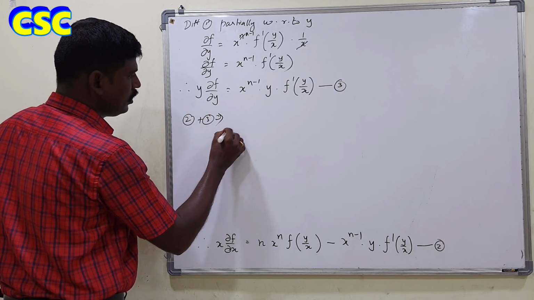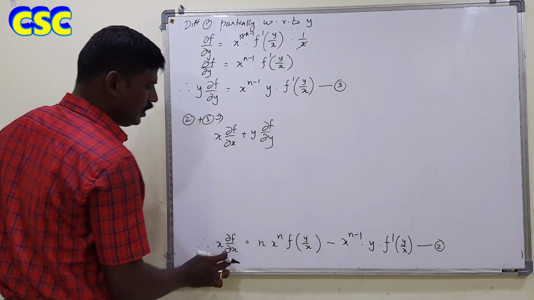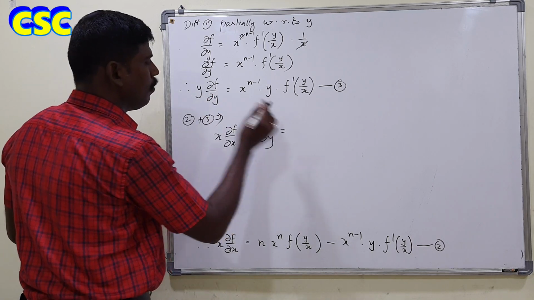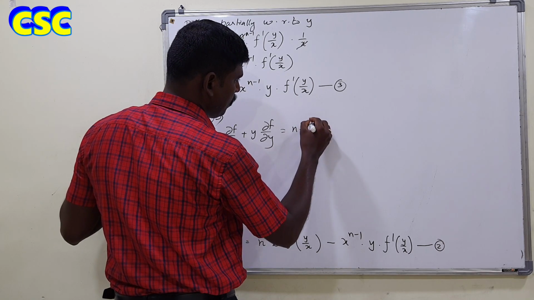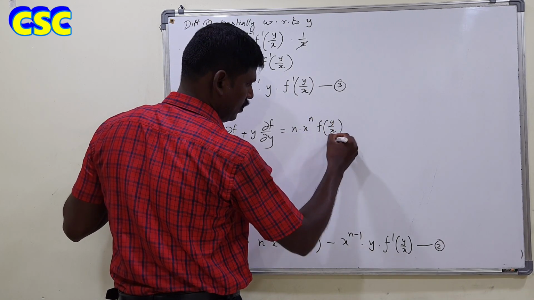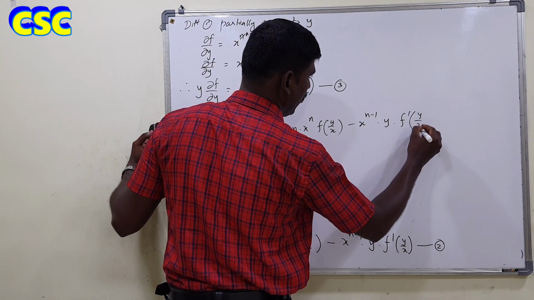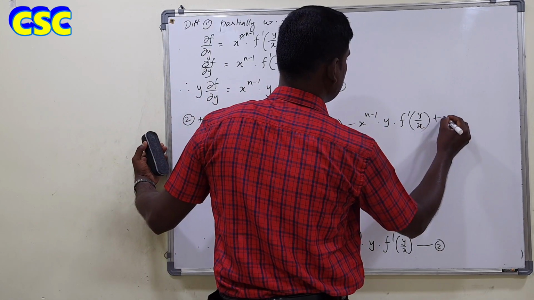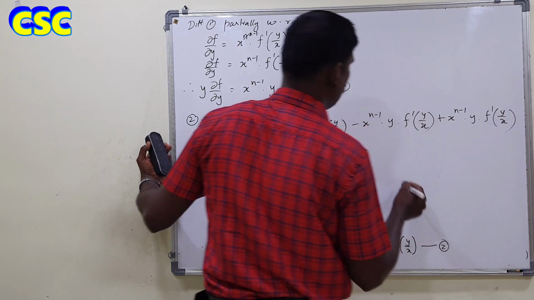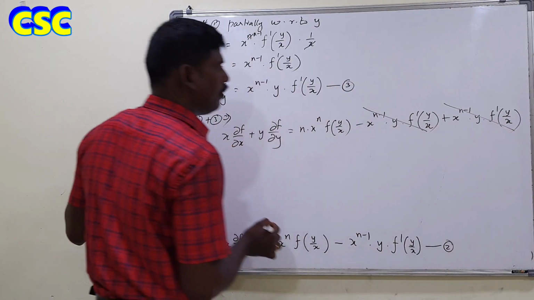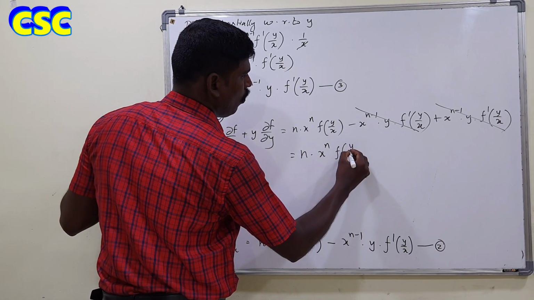So what? x into dou f by dou x plus y into dou f by dou y. That is in the left hand side. This plus this. Okay, equal to, what is in the right hand side? Add these two, right? So n into x power n into f of y by x minus x to the power n minus 1 into y into f dash of y by x, and then plus x power n minus 1 into y into f dash of y by x, isn't it? So we can cancel this negative term with this positive term. Okay, right? What will we get? n into x power n into f of y by x.